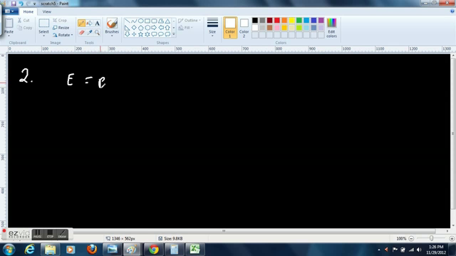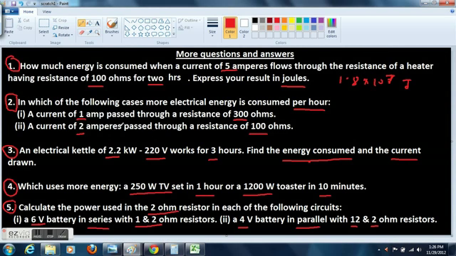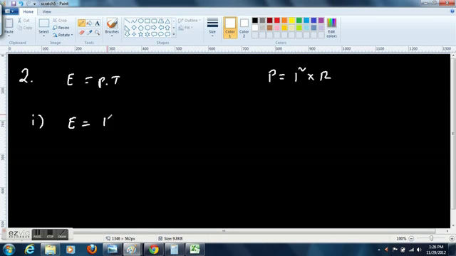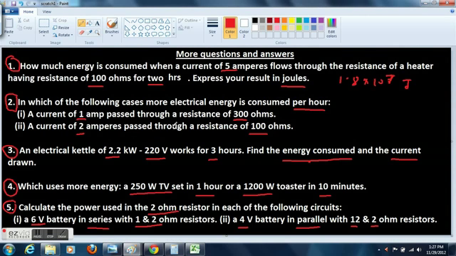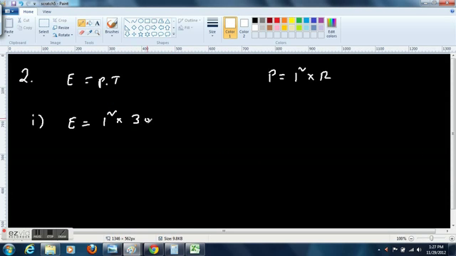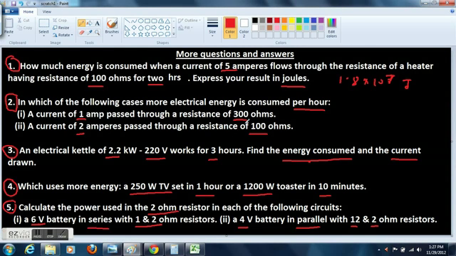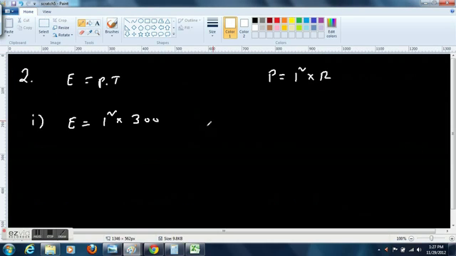Now again the formula for energy equal to P into T, and the formula for electric power is I square multiplied by R, because here I have the current and I have the resistance. So in the first case current flow is 1 ampere, so 1 square into R. R is 300 ohms, and time is 1 hour, because we are asked to calculate the energy consumption per hour. So this comes to, we will calculate later.